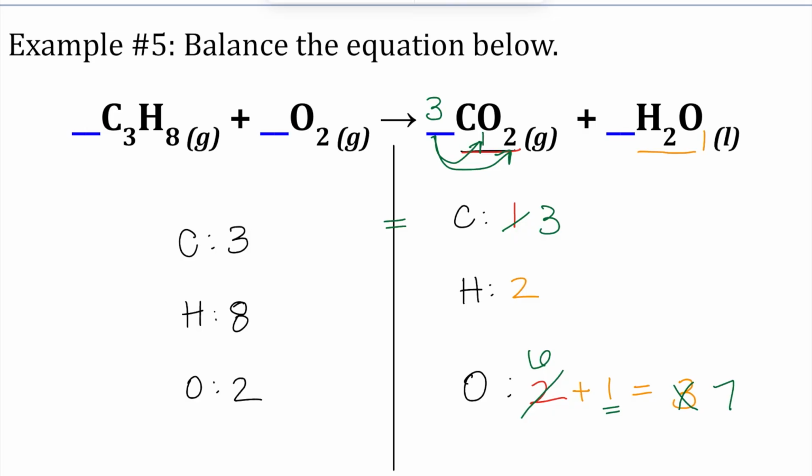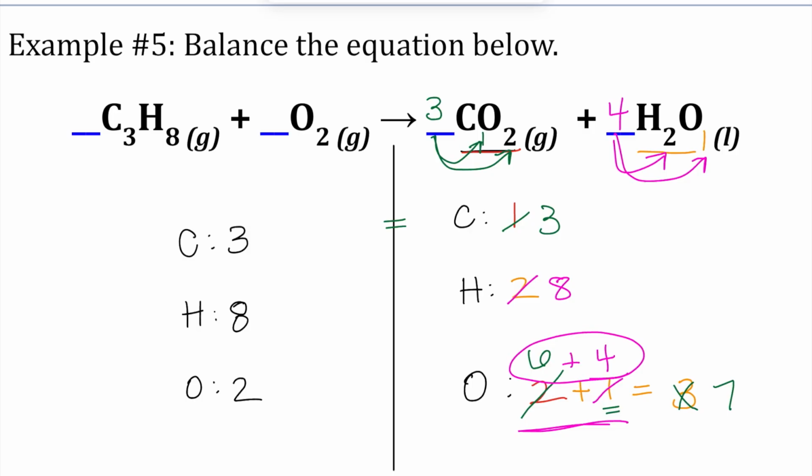My carbons are balanced. Next, let's look at our hydrogens. We have 8 on the left, 2 on the right. Well, I can multiply 2 times 4 to get 8. So let's put a 4 in front of our term with the hydrogen. 4 times 2, that's 8. 4 times 1, that means that only the 1 in my oxygen totals is changing. 4 times 1 is 4, and then I'm going to need to re-add these together to get 10. Now my hydrogens are balanced, so the only thing left to balance is my oxygens.